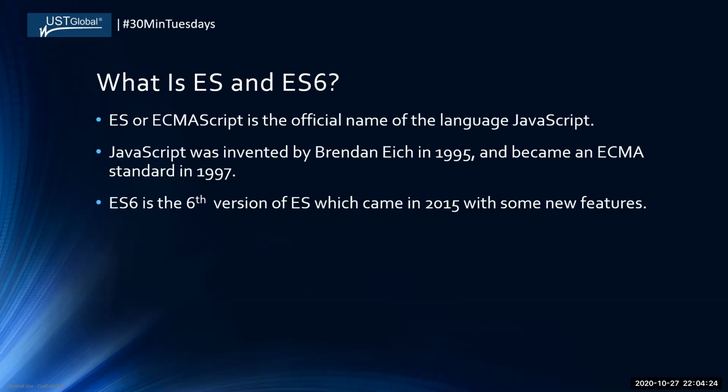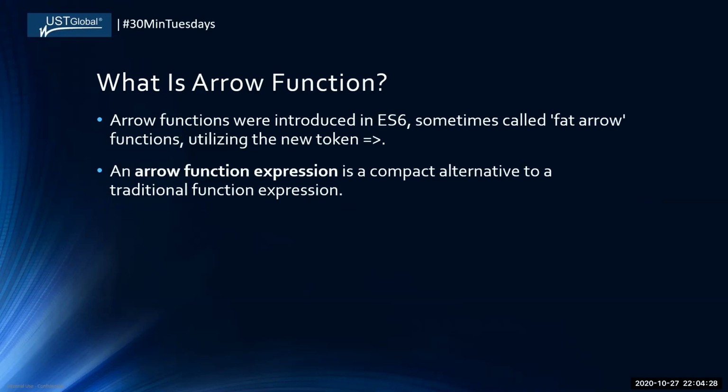Okay, so why are we talking about ES6? Because arrow function came in ES6, the ECMAScript 6 version. Arrow functions are sometimes also called fat arrow functions, because they use an equal and greater than sign. So an arrow function expression is a compact alternative to a traditional function expression. So this is the definition of arrow function.